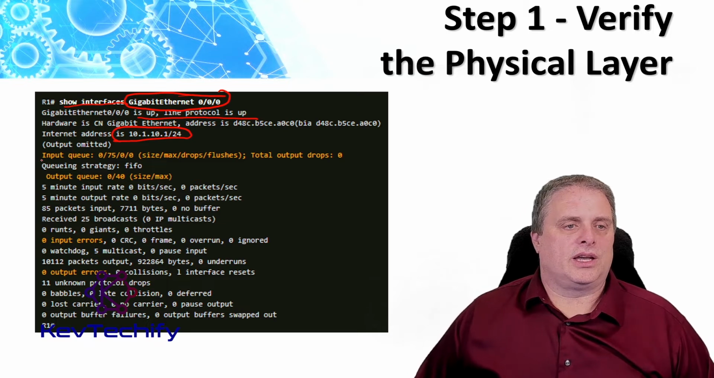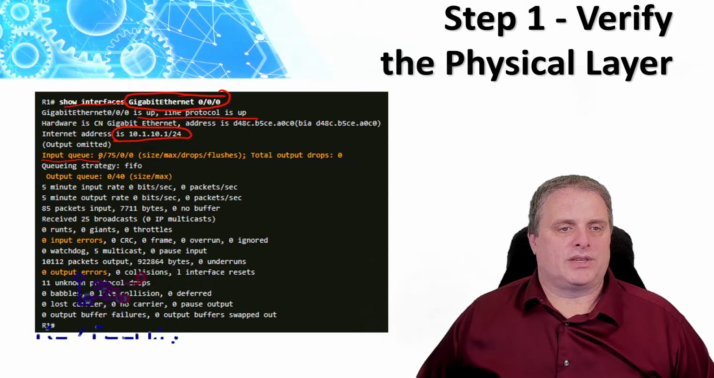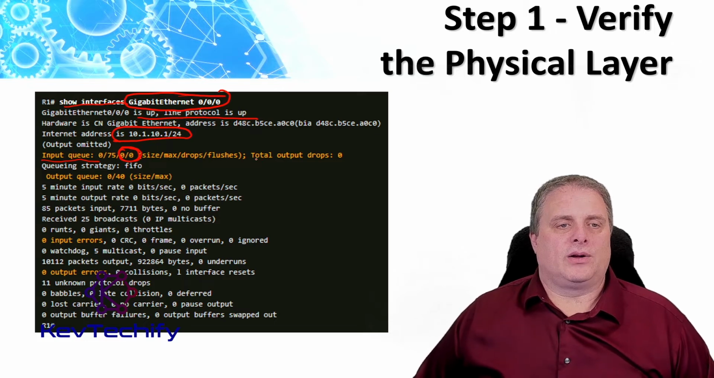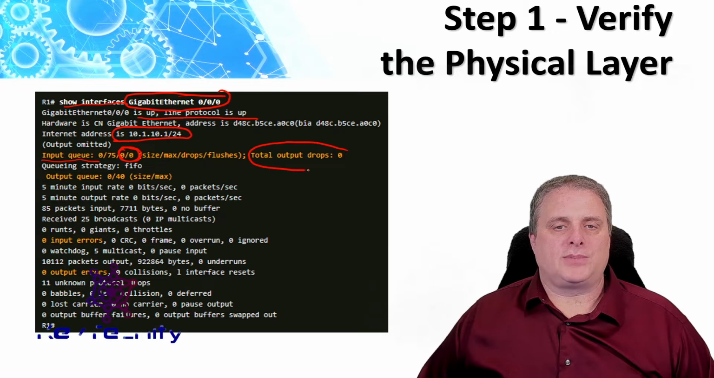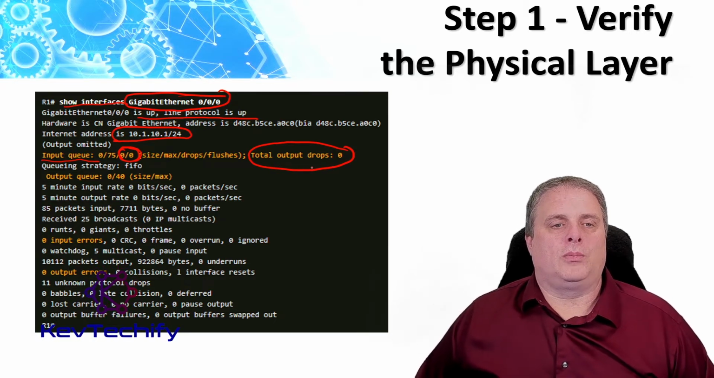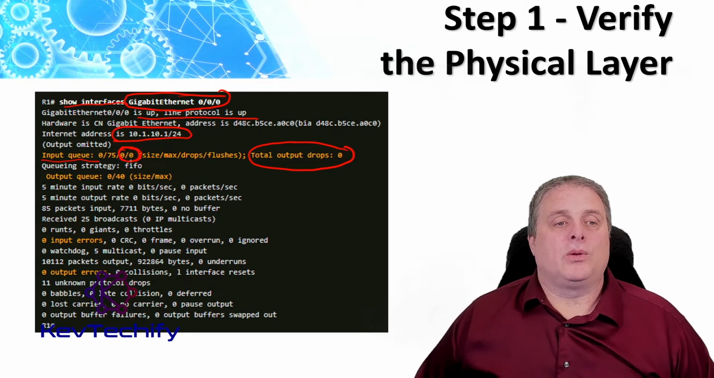Then we can see, looking at the queues, we have the input queue. We have the different pieces of information here. We have the size, the max, the drops, and the flushes. We want these to be really low numbers. You don't want to be dropping anything. You don't want to have flushes. And then over here, once again, to reiterate, our total output drops here is 0. You want this to be a very, very low number. If it's really high, then we have some issues.